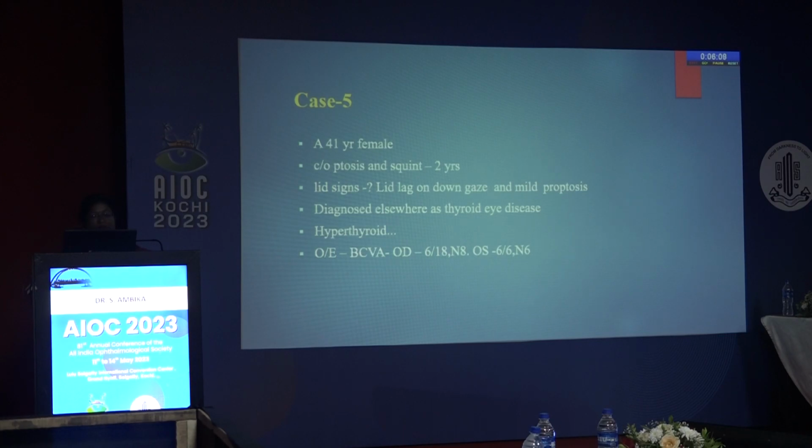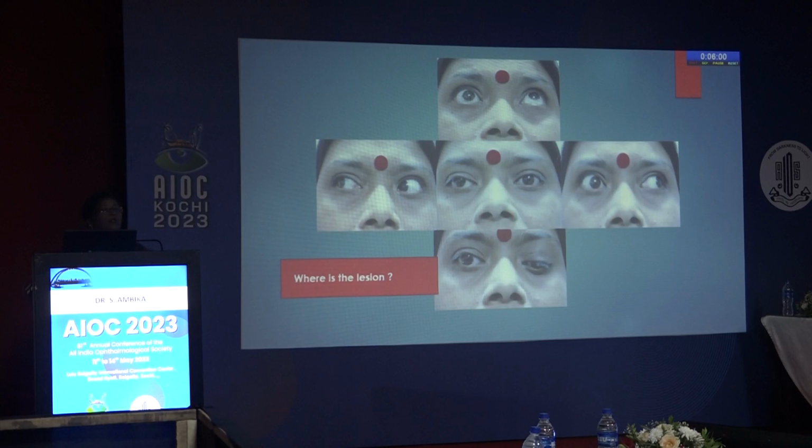So this is case 5, which is a 41-year-old female who came with history of ptosis and squint for 2 years duration, and she was diagnosed elsewhere as thyroid eye disease, and she had a vision loss in the right eye also. What you see here, she has a squint. What you see here, there is a restricted adduction and there is a restricted elevation, and there is a very mild ptosis in the primary gaze, and you see the lid is not following the globe in the right eye.